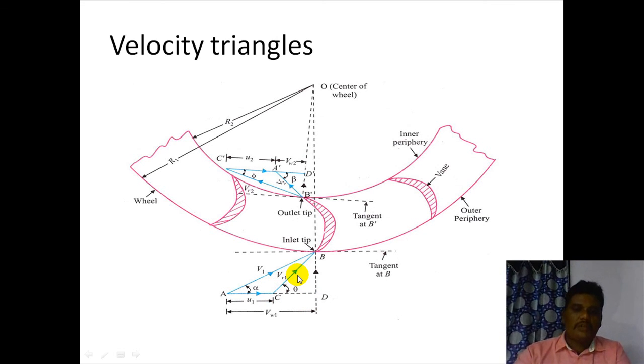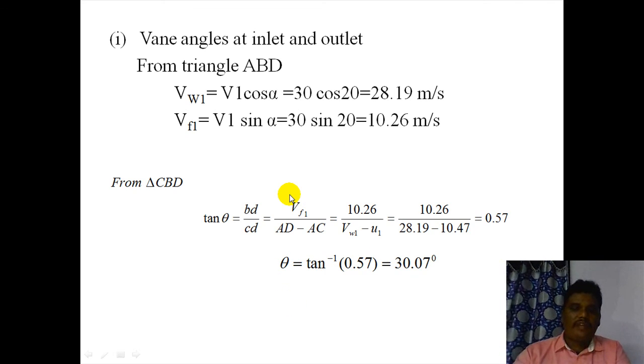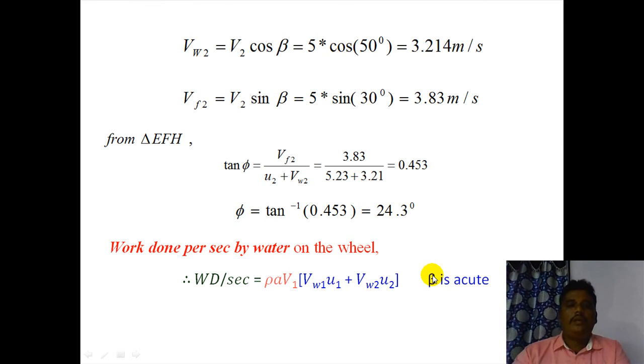Now, from triangle CBD, it is also a right angle triangle. From that, I am writing tan theta is equal to VF1 divided by VW1 minus U1. That is 10.26 divided by 28.19 minus 10.47, we get 0.6. So we get theta is equal to 30.07 degrees.